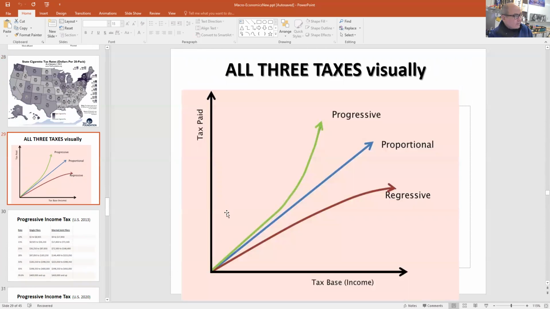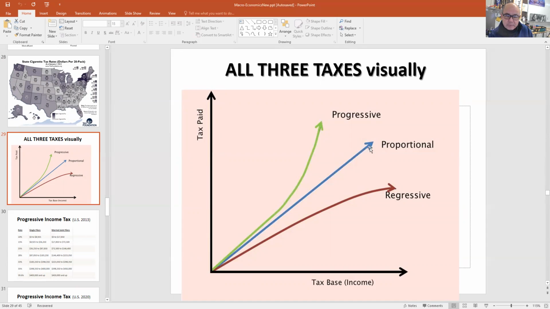So all three taxes, if you look at them visually, the progressive tax, as your income increases across the bottom here, the amount of tax that you pay increases here. So the progressive, as you probably figured out, would have the greatest hit toward rich people. The burden increases as you become richer. And if you're poor, you would say that's fair.